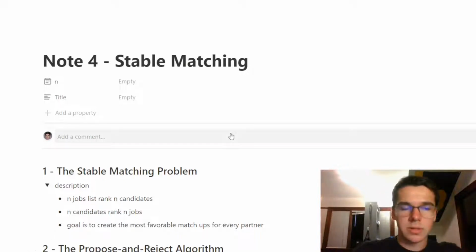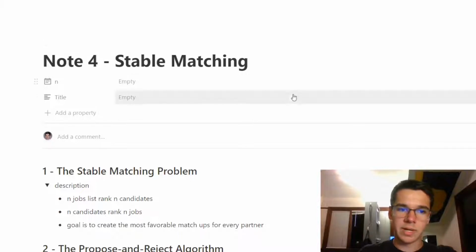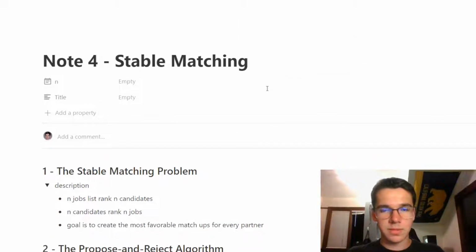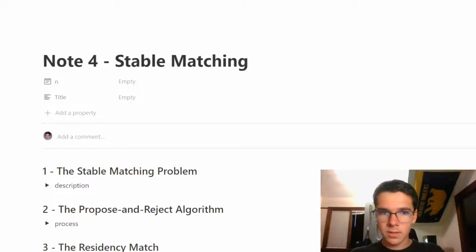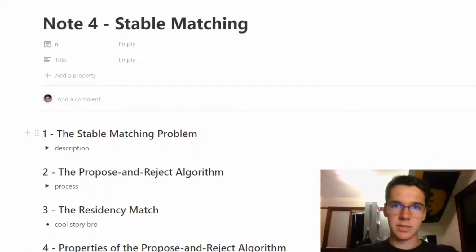Alright, so we're going to be going over note 4 in CS70. This is the note on stable matching. And before I begin, let me just close all my drop downs so I don't give away the answers. Okay, so the stable matching problem.